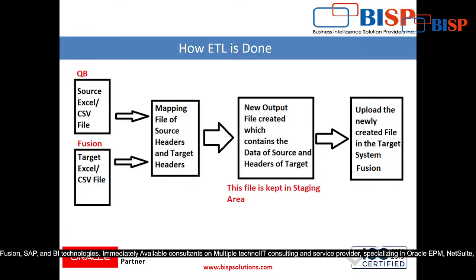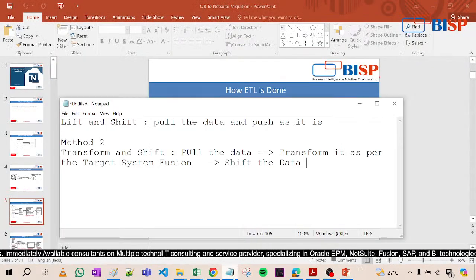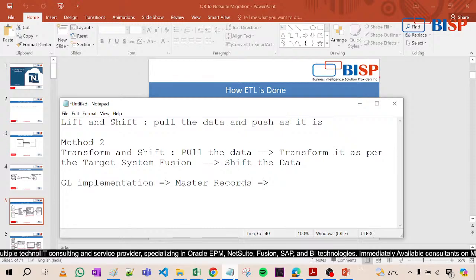Now, before that, let me explain to you, there is a sequence of doing this process. What sequence? First of all, you need to implement the GL, then master records, then dependent records, then transaction records. So that's the complete process.